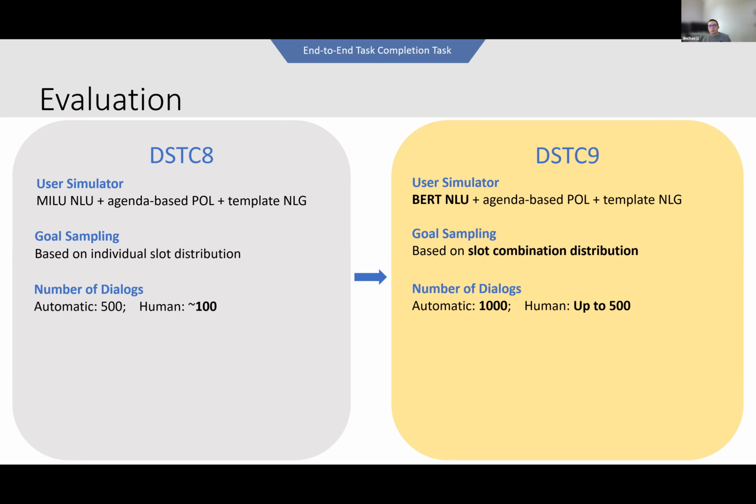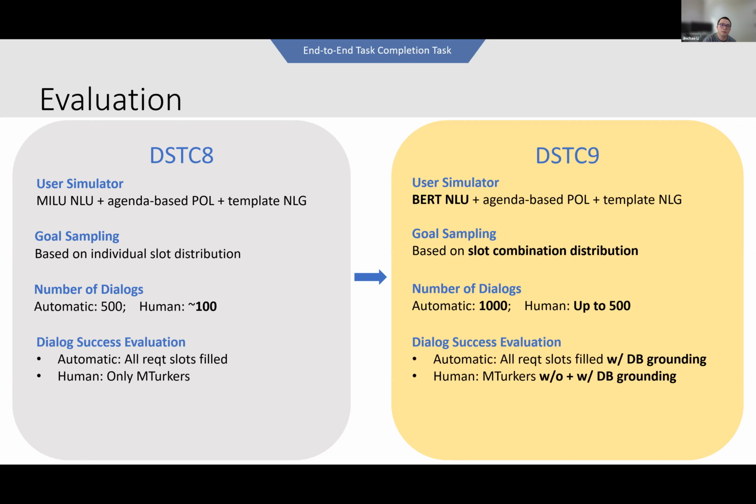Third, the number of dialogues. It was 500 for automatic evaluation at DSTC8. Now we increase this to 1,000. For human evaluation at DSTC8, we ran 100 conversations for each team, and if two teams had very similar results, we continued running the human evaluation until the relative ranking of these two teams was stable. But now we increase the number of evaluation dialogues in human evaluation up to 500.